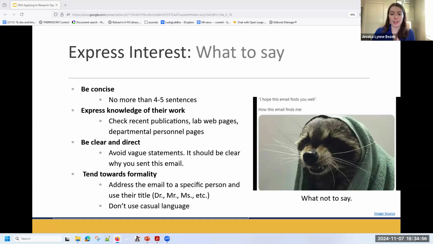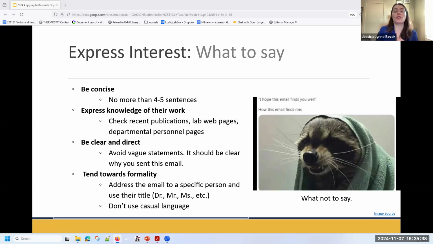You want to be clear and direct. So you want to be clear as to why you're contacting them, avoid really vague things, being clear that you're interested in getting involved in a research project. And then tending towards formality. These are individuals who, like we said, have a lot of responsibilities, and they have a PhD and are further along in their career. We just want to be polite and respectful that we're contacting them and requesting some time from them to read our email. So we want to use formal addresses like Dr., Mr., Ms. And we don't want to use casual language.